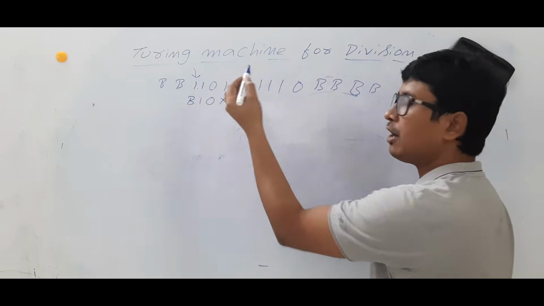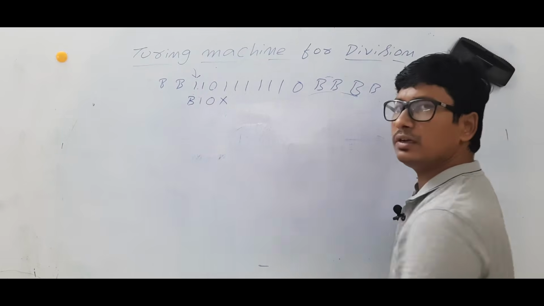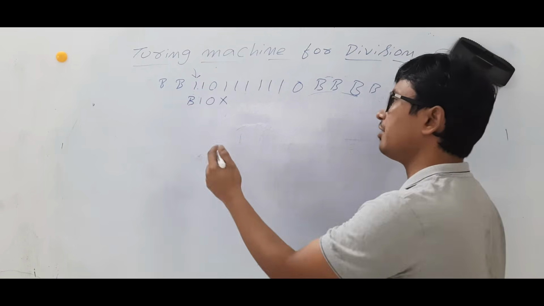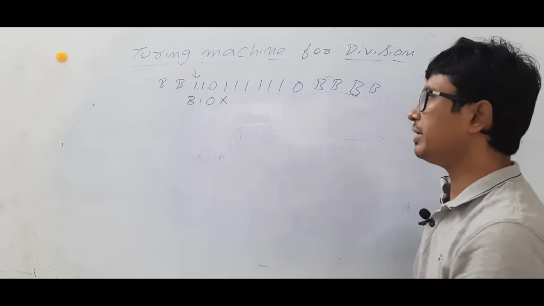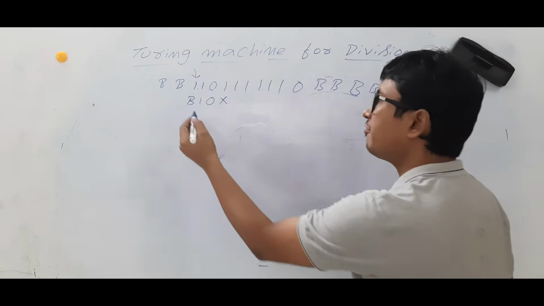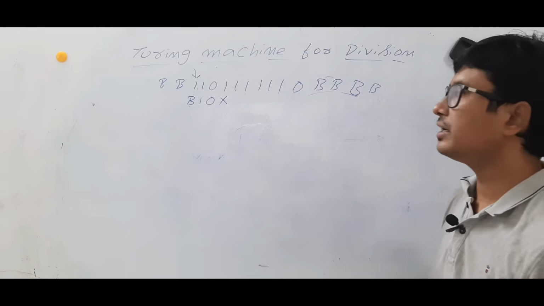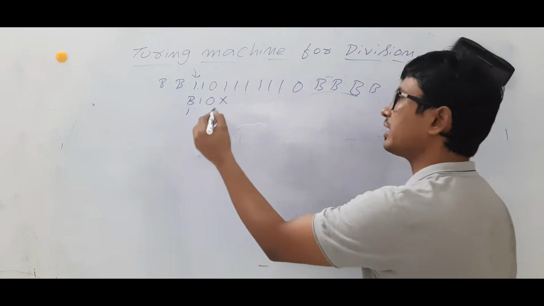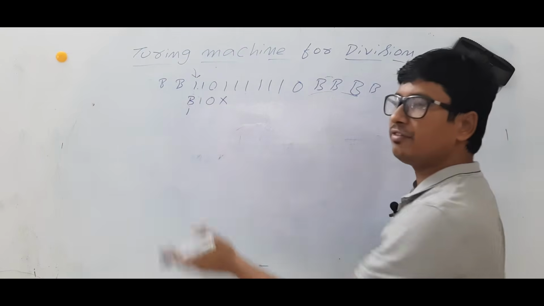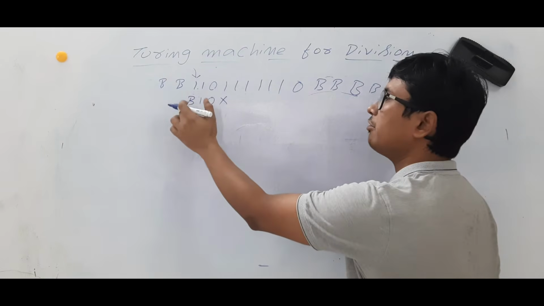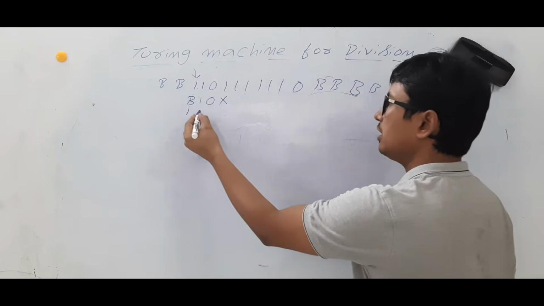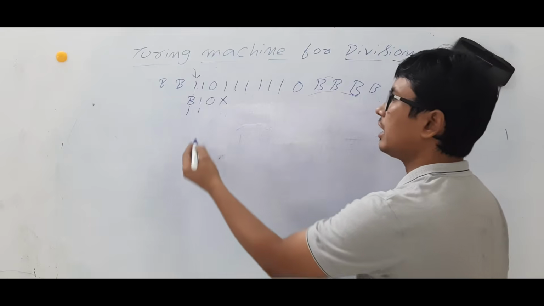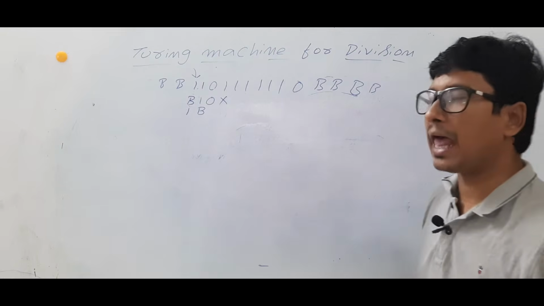Okay, 1 I have modified it as x, move to the left. If I get a 0, I will make it as 0, move to the left. If I get a 1, I will make it as a 1, I will move it. If I get a blank, I will modify it as a 1, move to the right. Okay, while moving left, if I get a 1, I will make it as 1, move to the right. If I get a 1 here, again I will modify it as a blank.